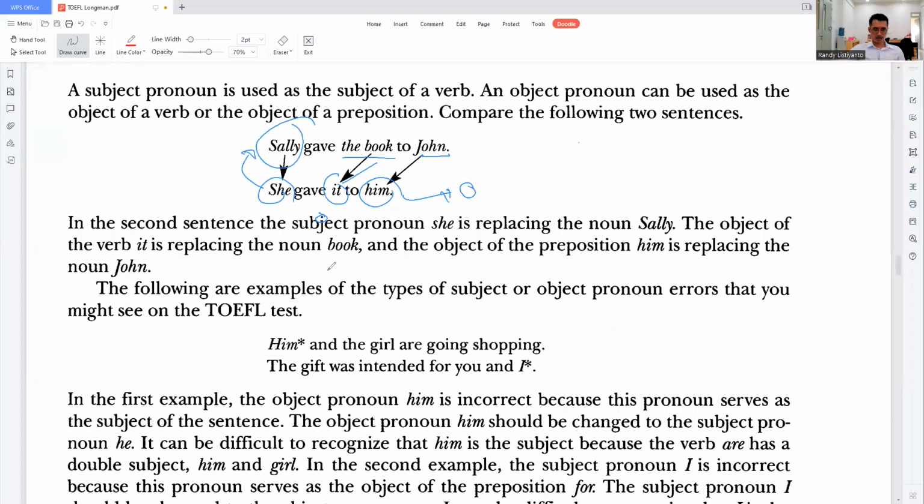And see in this example. Him here, him and the girl are the subject. Him here is the subject. So it is incorrect. So instead it should be he, for you and.